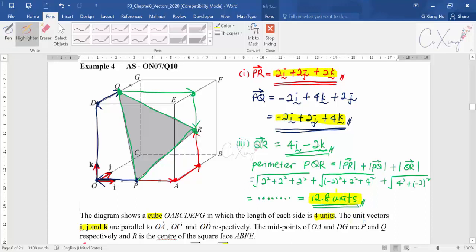Okay, so this is how we apply the formula for a modulus or magnitude of a vector. Mainly we are going to find the length for each vector, therefore we apply the magnitude formula. Okay, so this is what we have for the magnitude of a vector. All right, so if no problem, then we will proceed to the next part.